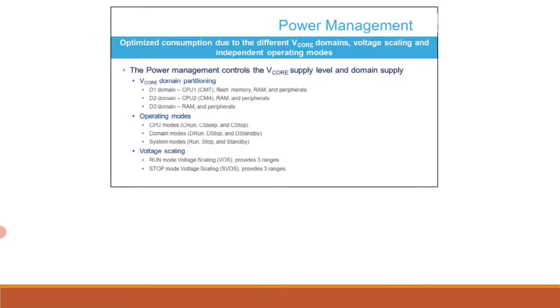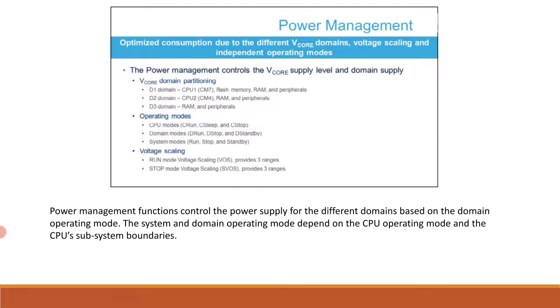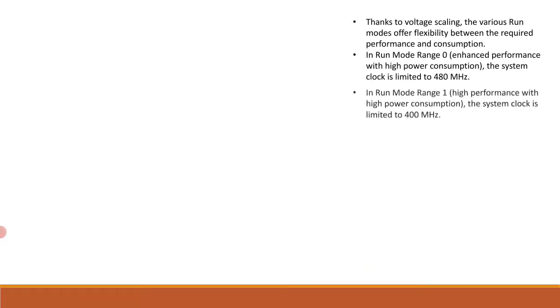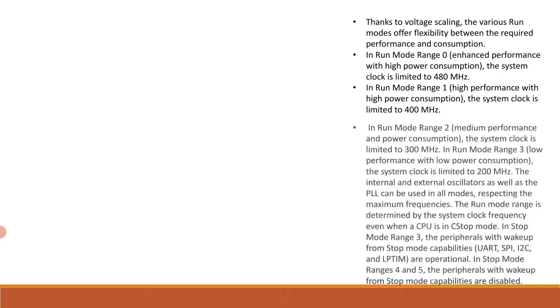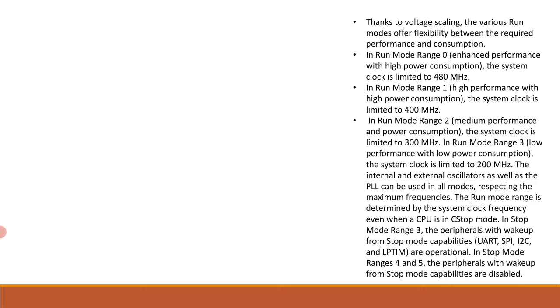So voltage scaling: run mode provides 3 ranges by VOS, and similarly stop mode by SVOS, the same 3 ranges. So let's look into the voltage scaling in the coming slides. Thanks to the voltage scaling, the various run modes offer flexibility between the required performance and consumption. In run mode, range 0, enhanced performance with high power consumption.